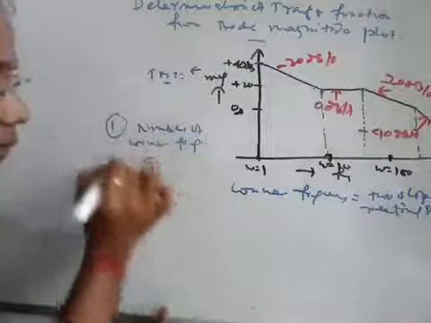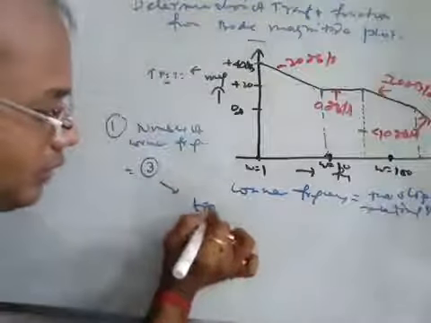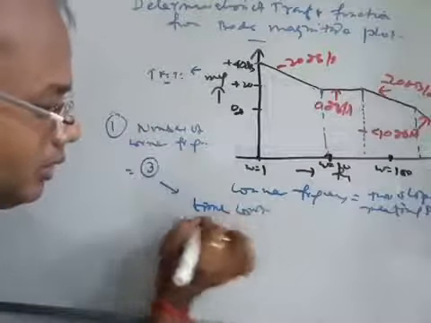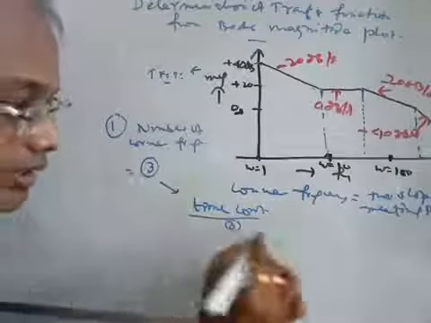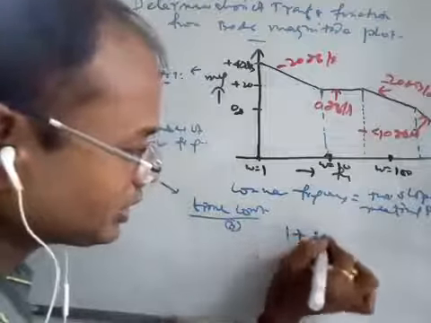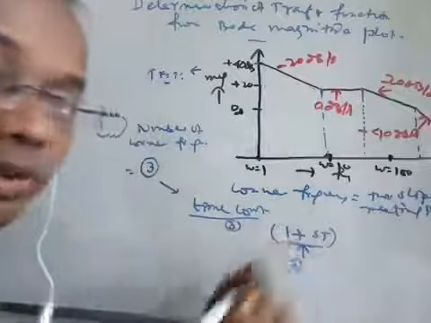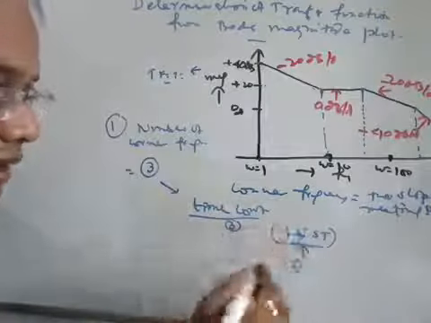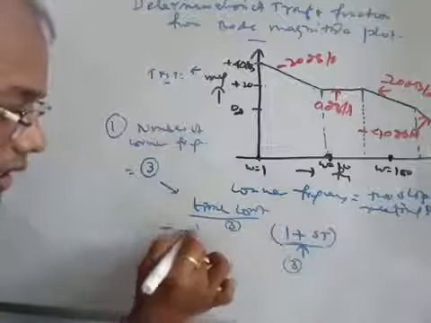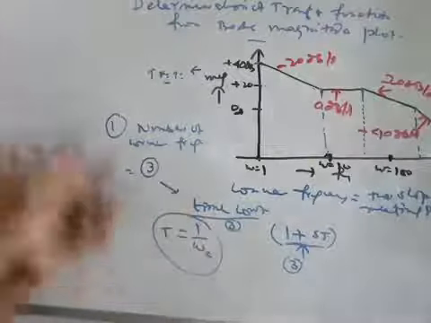If there are 3 corner frequencies, what will you get? Time constants. So you will get 3 time constants, which means 3 factors of the form 1 plus sT will be obtained, because each time constant is equal to 1 by the corner frequency. That is the rule we have already discussed.